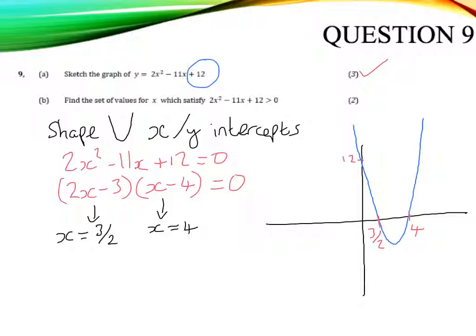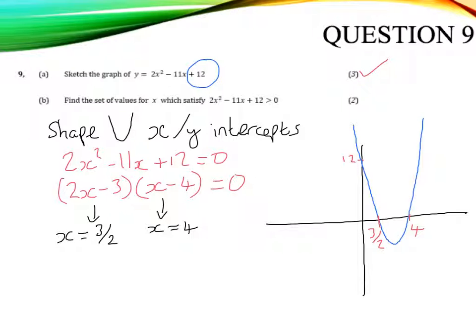Now the next part says find the set of values for x which satisfies this, and actually we can do this on the same slide here. Find the set of values which satisfy this. Well, we've already found our roots. What we're interested in is when this curve is greater than 0. Well, it's greater than 0 when it's above the y equals 0 line. So you can see we've got two places here where it is greater than 0.